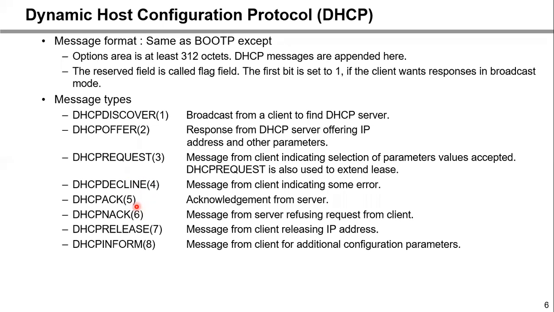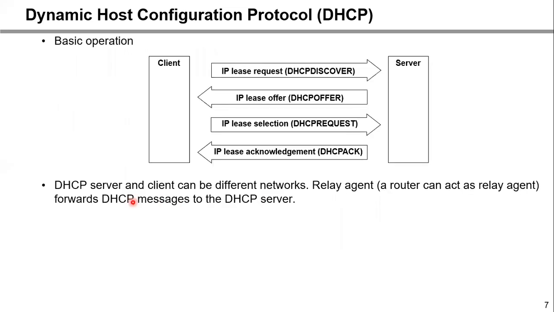DHCP decline and DHCP acknowledgement can be kept at the same level, either fourth or fifth, and so on.